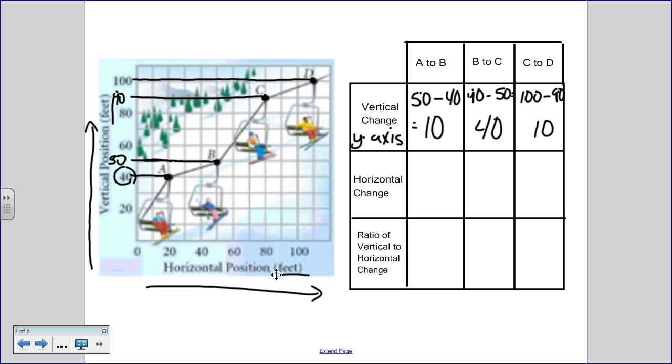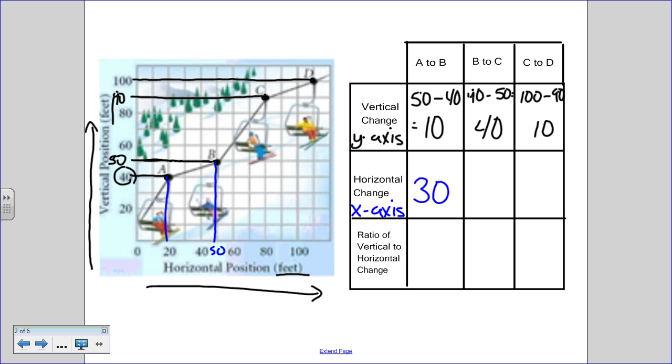The next part of the problem asks us to find the horizontal change from these points. When we see horizontal change, we should think x-axis. So if we repeated this process using the x-axis, we could find the change from points A to B, B to C, and C to D. Let's start with point A. Point A, if we travel down to the x-axis, is at 20 feet. Traveling across to point B, we see it's at halfway between 40 and 60, or 50 feet. What's the difference between 50 to 20 feet? That's right, 30 feet.